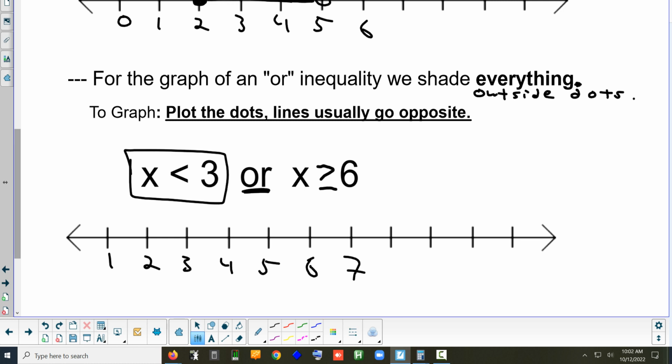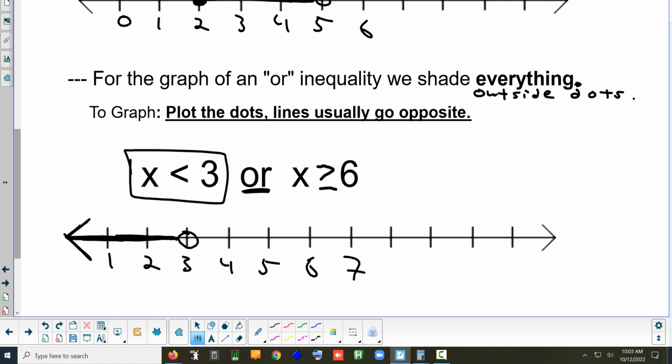Can anybody tell me what kind of circle I would use for that? Great. Open. And on what number? On 3. And which way would you shade for everything less than 3? To the left. And that's okay to do that. Let's go ahead and do it. So we're going to shade everything that is smaller than 3. That's half our answer.